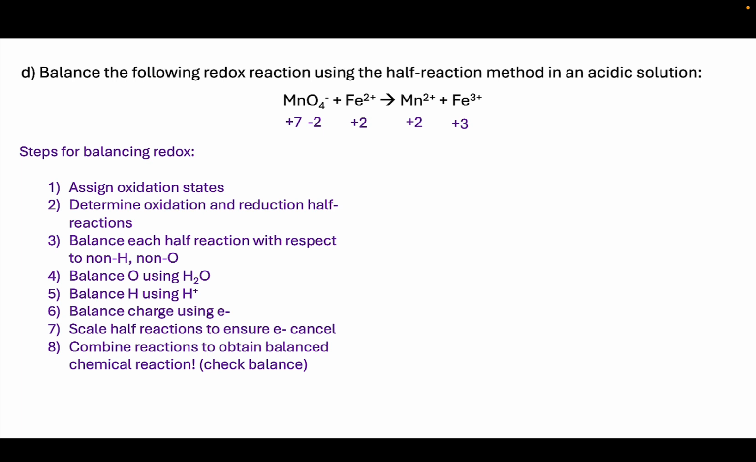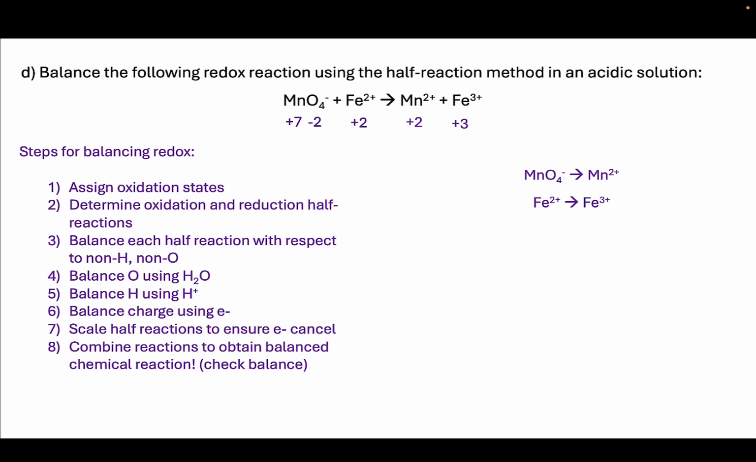Now we want to determine the oxidation and reduction half reactions. We can do that based on these charges, seeing what's oxidized, what's reduced. Manganese is going from +7 to +2, that's reduction. Iron is going from +2 to +3, that's oxidation. And we want to break apart these two half reactions to show an oxidation and a reduction. Next, we want to balance with respect to non-hydrogen, non-oxygens, and they're actually both balanced here. 1 manganese and 1 manganese, 1 iron and 1 iron.